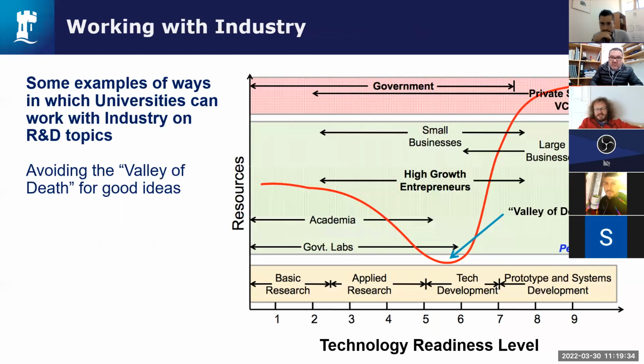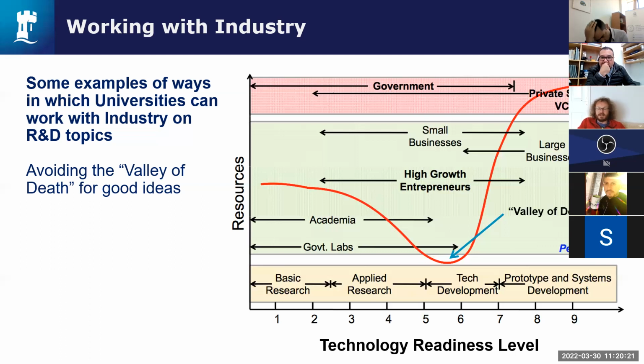So this is a slightly complicated graph where along the bottom I have the technology readiness levels, from technology readiness level 1, basic idea, through the basic research, typical PhD work, the applied research, the technology development, and into the prototyping and systems development. And on the vertical axis, there is the resource needed. And the red line on that graph is showing the amount of resource you need for that basic research, relatively high. And that's where you have academia, maybe government research labs, working on new ideas.